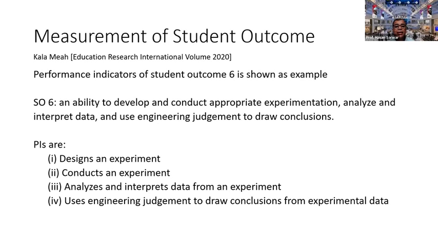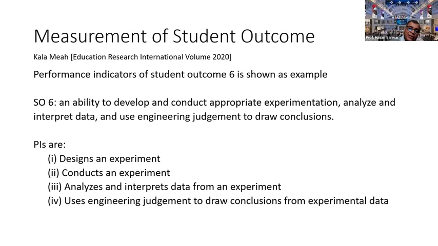So you can see, as an example, they have shown student outcome 6: an ability to develop and conduct appropriate experimentation, analyze and interpret data, and use engineering judgment to draw conclusions. Here the performance indicators are: designs an experiment, conducts an experiment, analyzes and interprets data from an experiment, and uses engineering judgment to draw conclusions from experimental data.